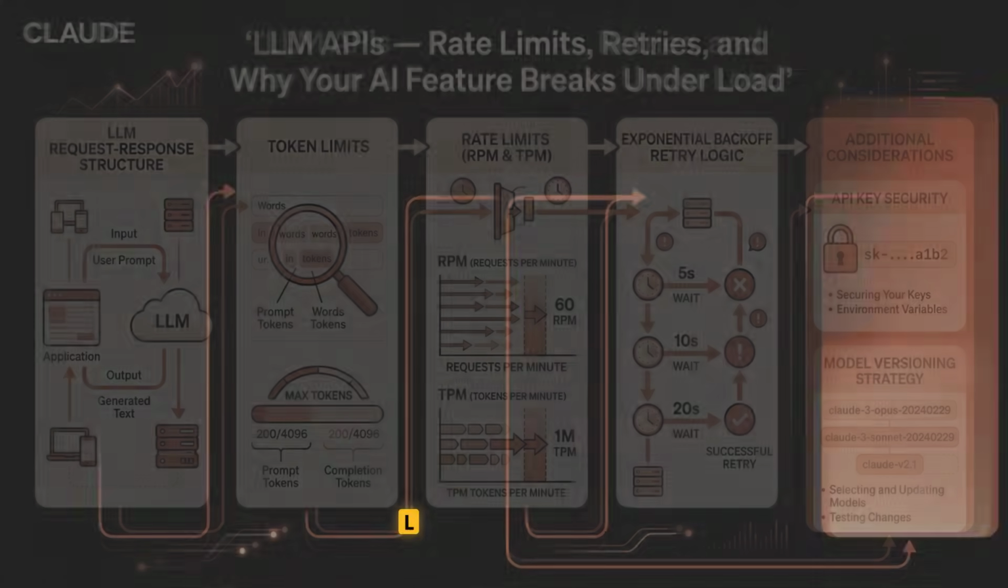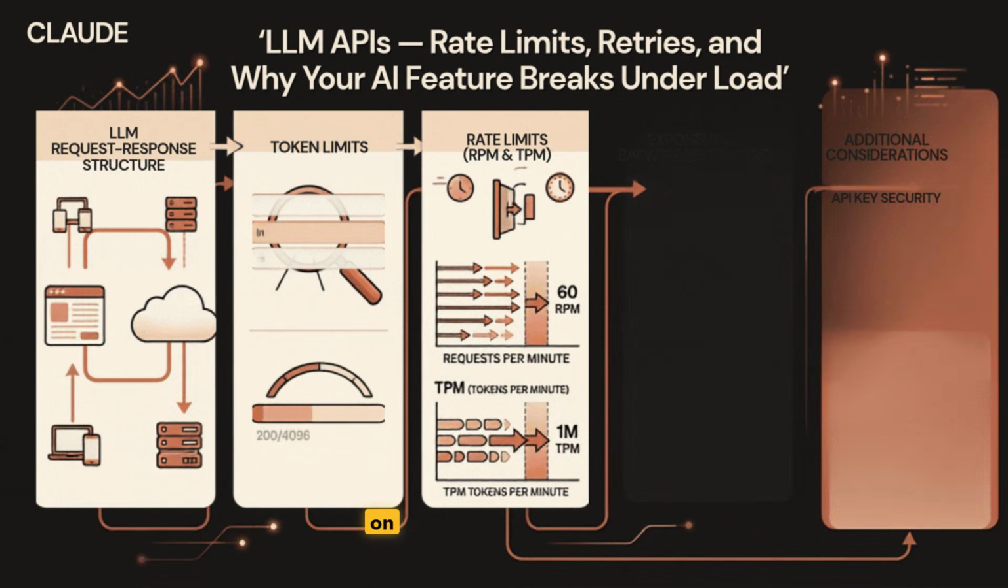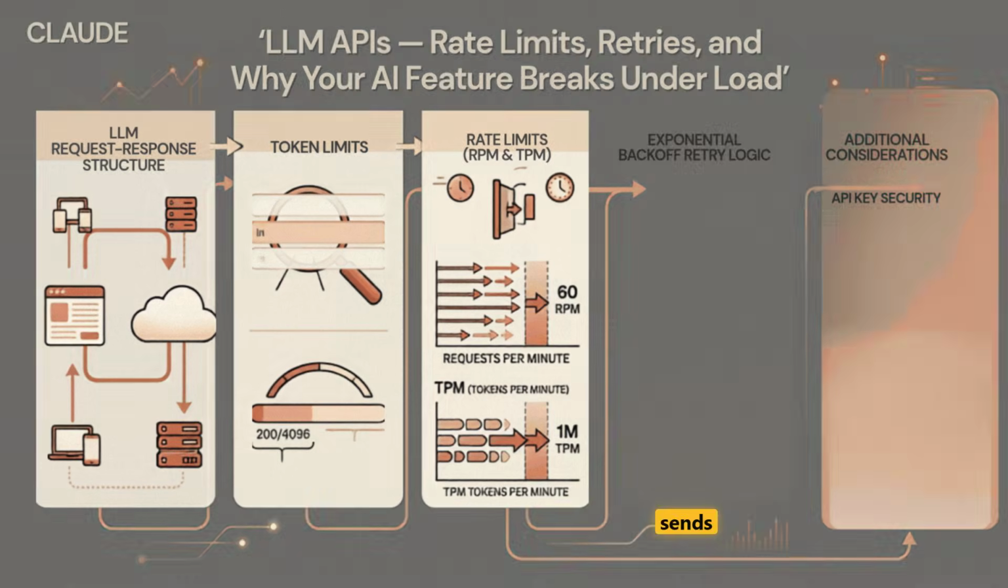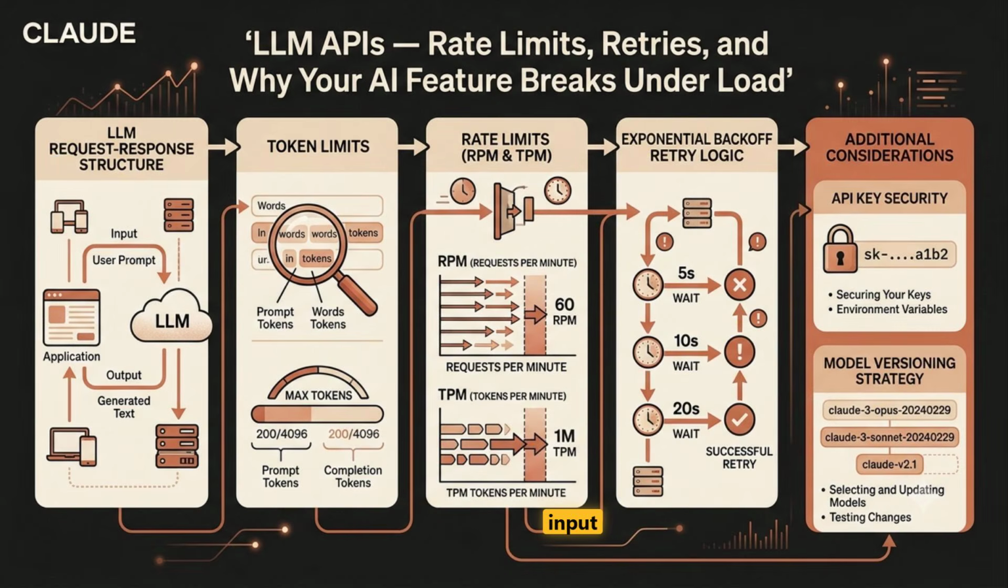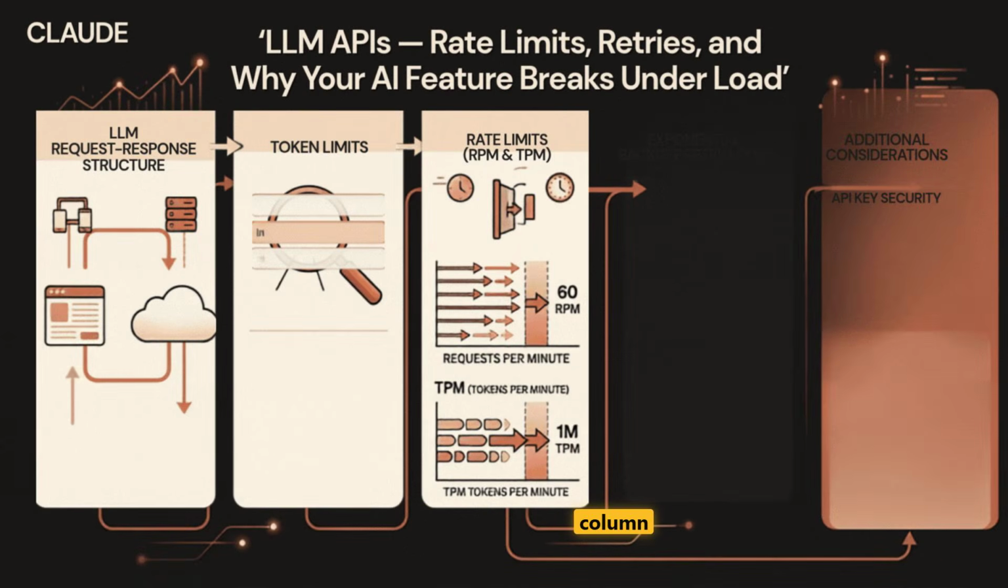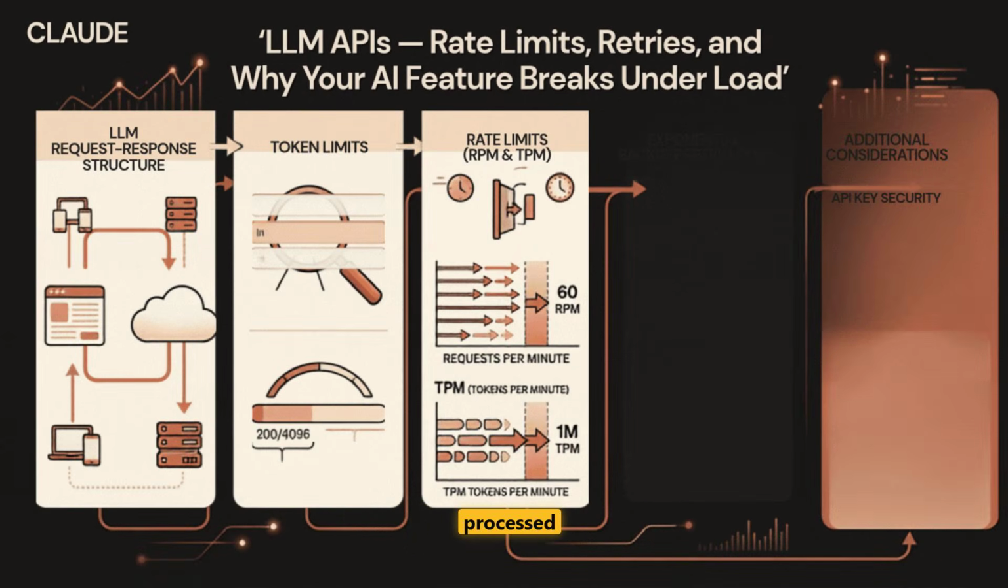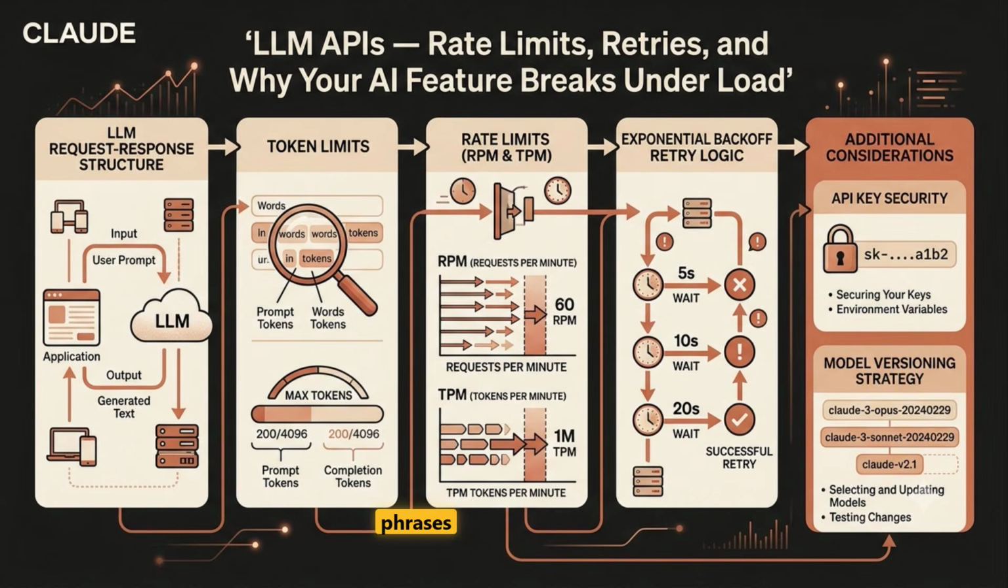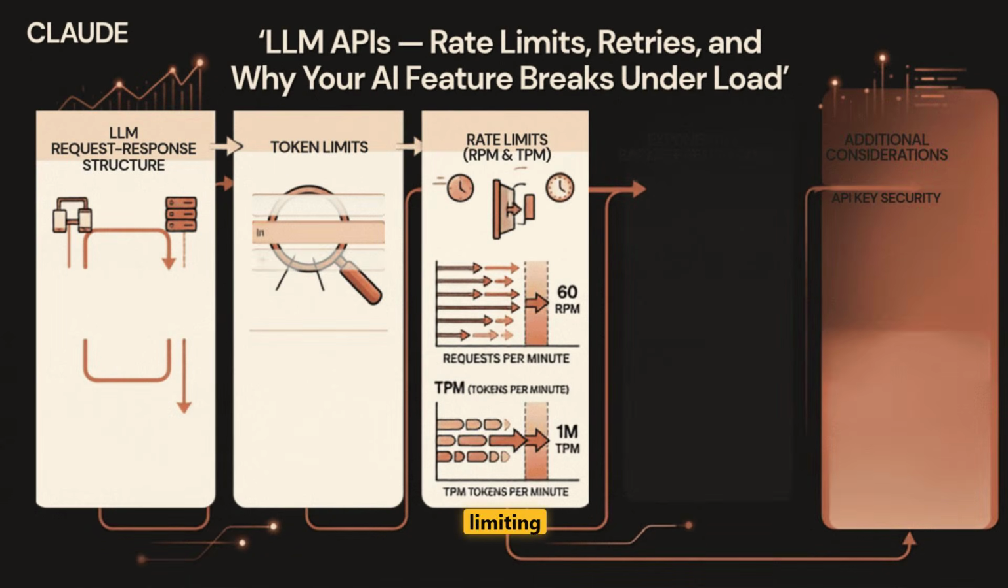Look at the LLM request response structure column on the far left. Your application sends the user prompt as an input, but the API does not charge you per letter or per word. The second column shows that text is first processed by a tokenizer, which breaks phrases into smaller token subunits like words and tokens. This is the critical unit of cost and rate limiting.